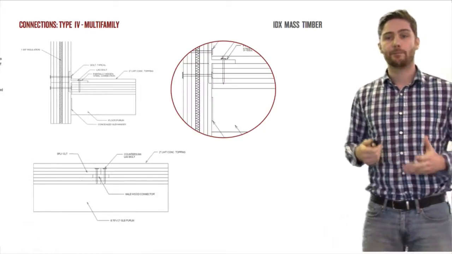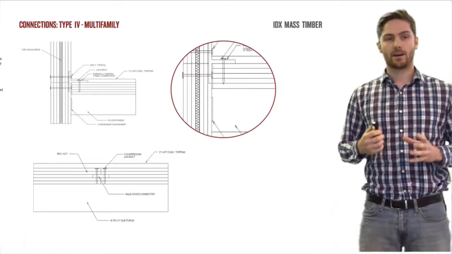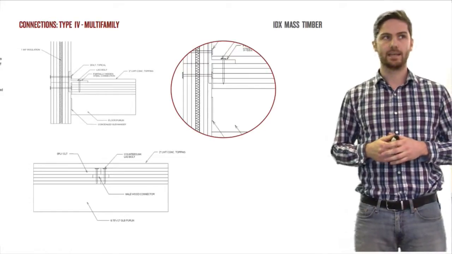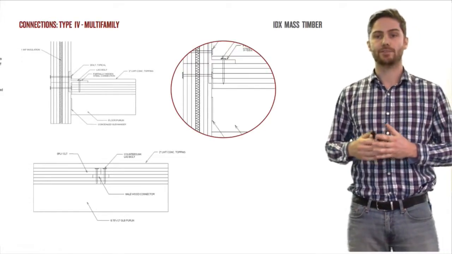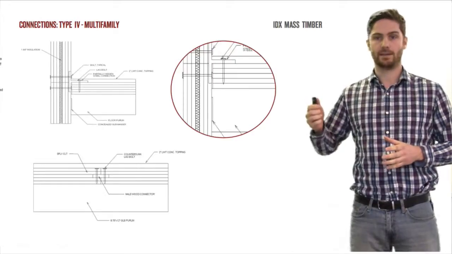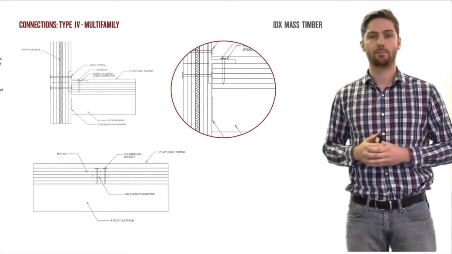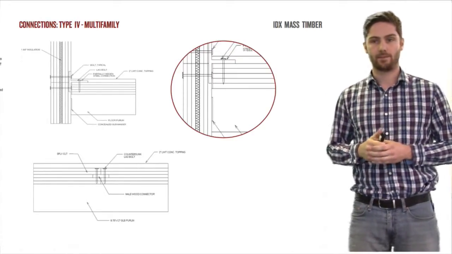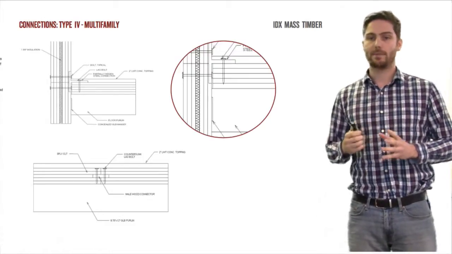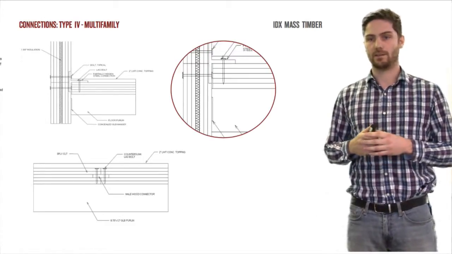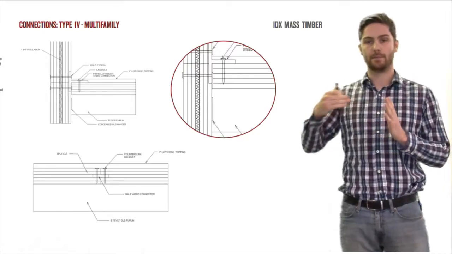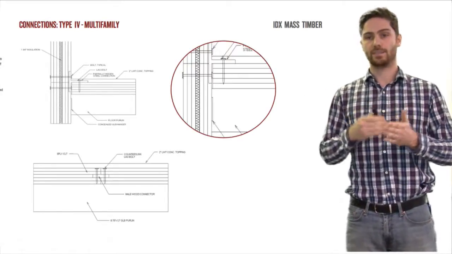Next up is we have the Type 4 multifamily. This is kind of a combination of the last two that we've seen. And so what we have here is CLT walls that are running up. And this CLT wall has two 3-plies, just like the multifamily that we saw earlier. And then kind of piggybacking off of the office that we just saw, we have the glulam beams that come and attach into the CLT wall.